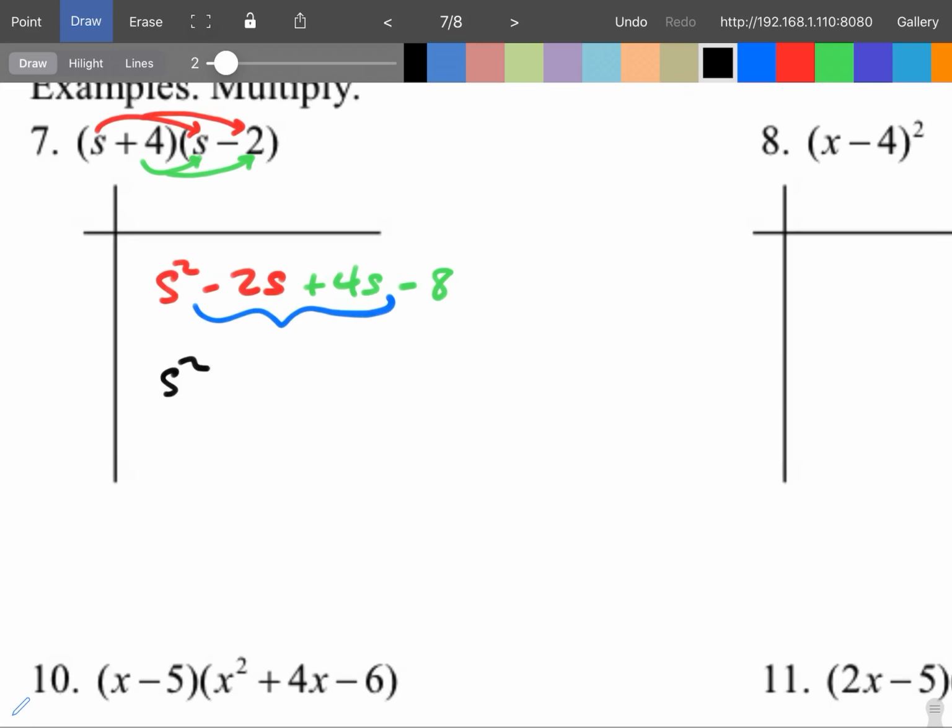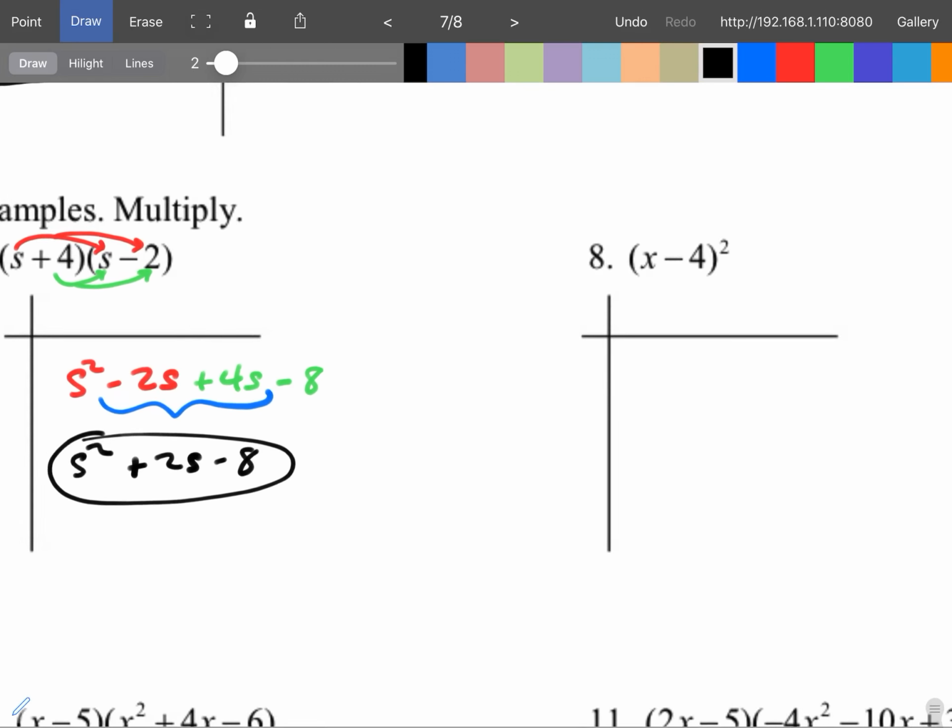So if we do that, we get s squared. So what's 4s take away 2s? Good. Yep, positive 2s. And then bring down the minus 8. And again, that's the answer right there. You can't go any further. So let's do a couple more.